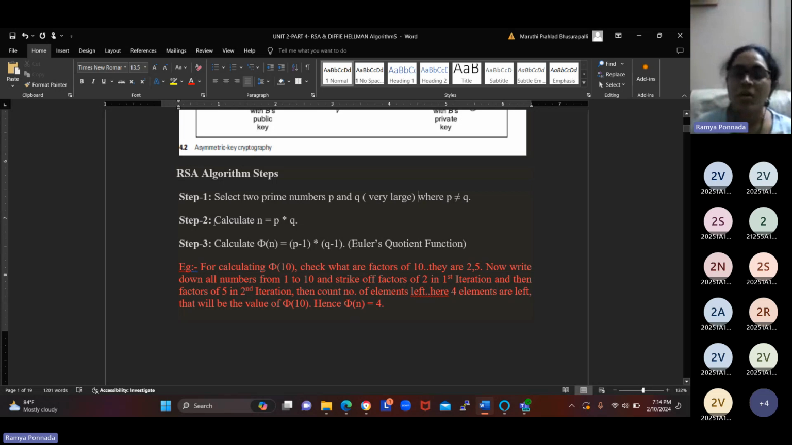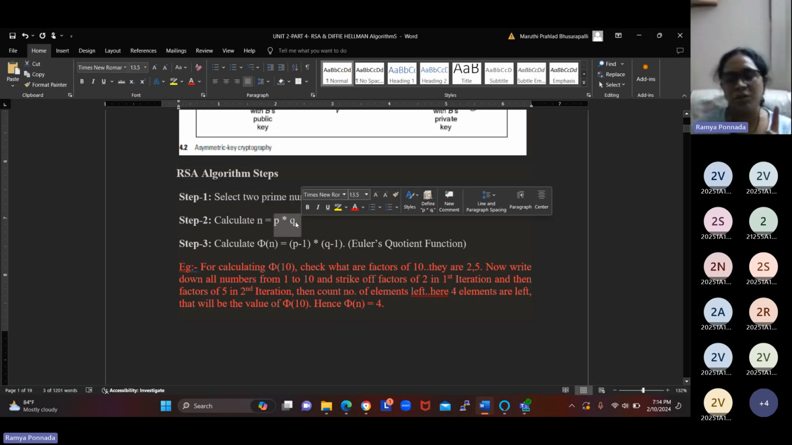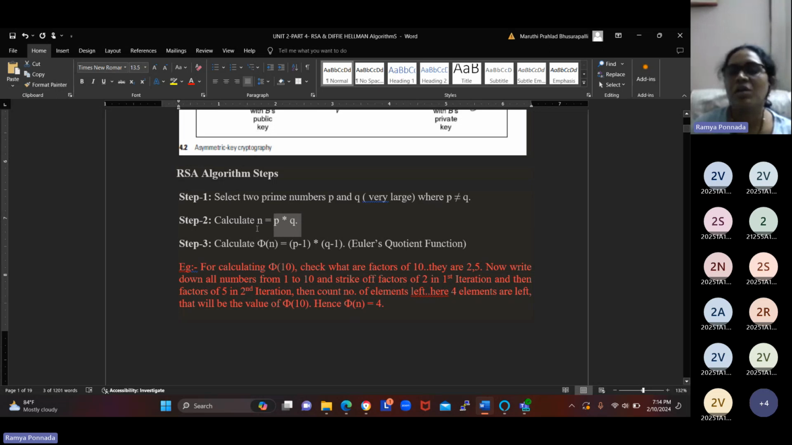Next, you are going to calculate the n value. This value is obtained from p into q. So if p is equal to 3 and q is equal to 11, what is the n value you are going to get? 33 you are going to get.